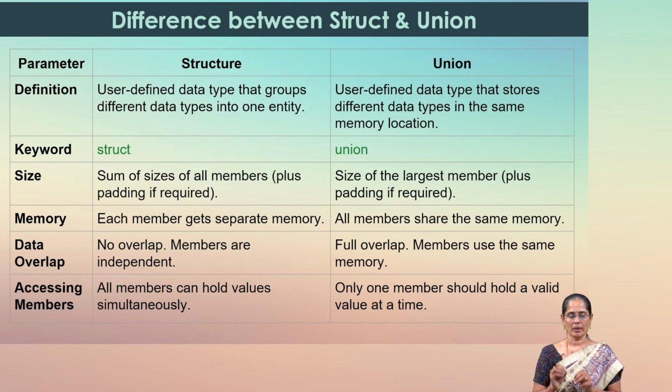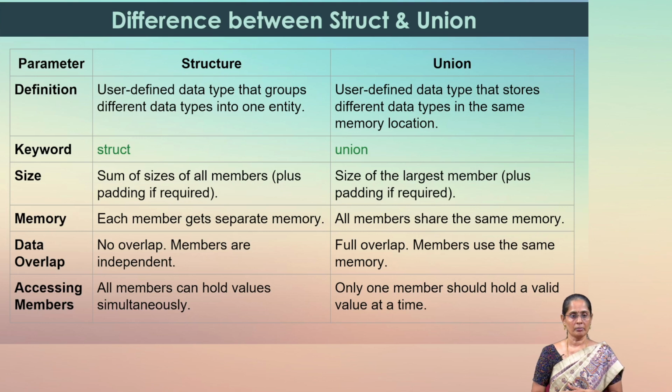Then memory. Generally we require padding of bits in case the memory is going to be of fixed size blocks. That is the reason that we even add padding details. If you compare the memory, each member gets separate memory in the case of structure. In the case of unions, all the members will share the same memory. Data overlap: no overlap, members are independent. In the case of union, complete overlapping is required, because the same memory is being shared by more than one member.